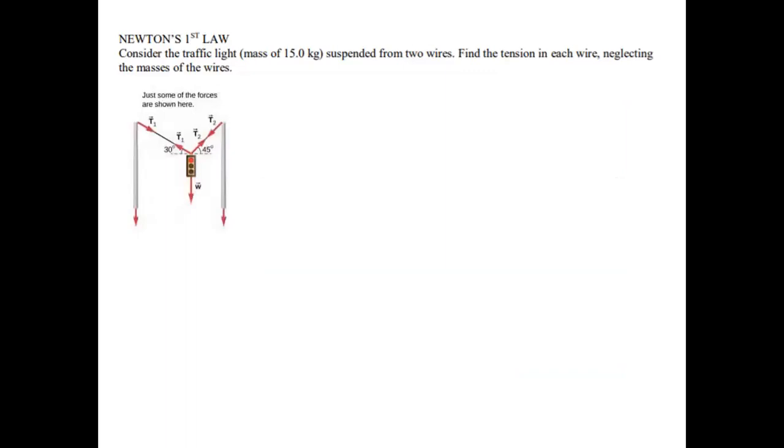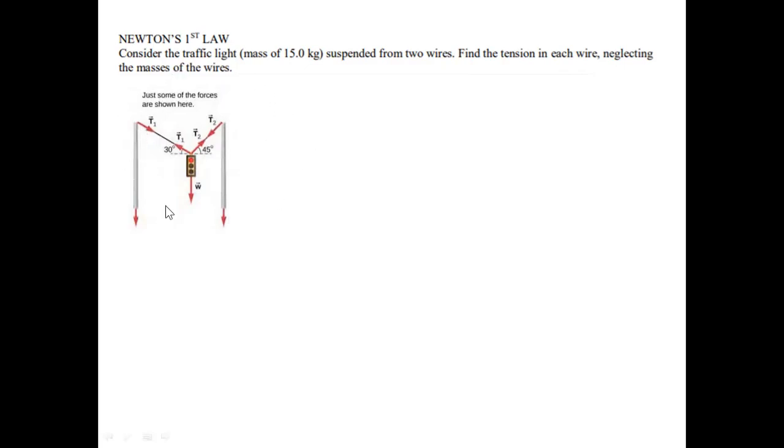This is an application of Newton's first law, so the object is in a stationary position. Consider a traffic light with a mass of 15 kilograms suspended from two wires. Find the tension in each wire, and we're going to neglect the masses of the wires. Now, let's proceed with the solution.